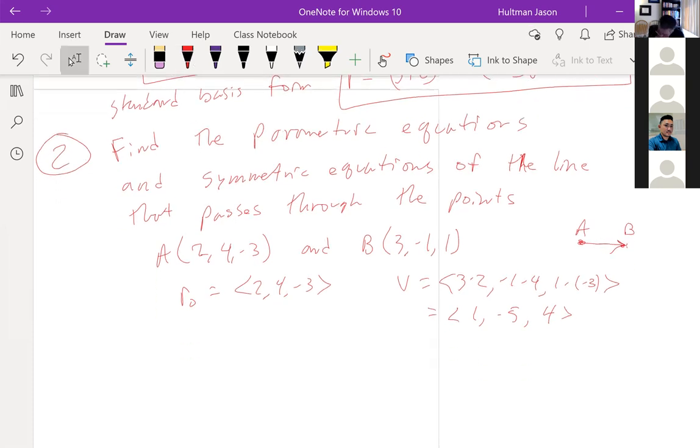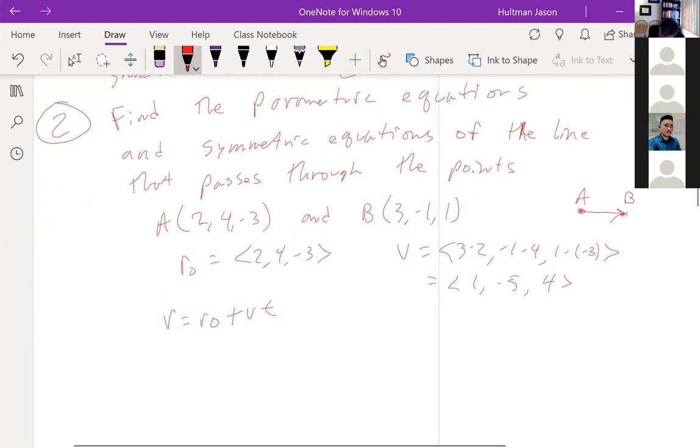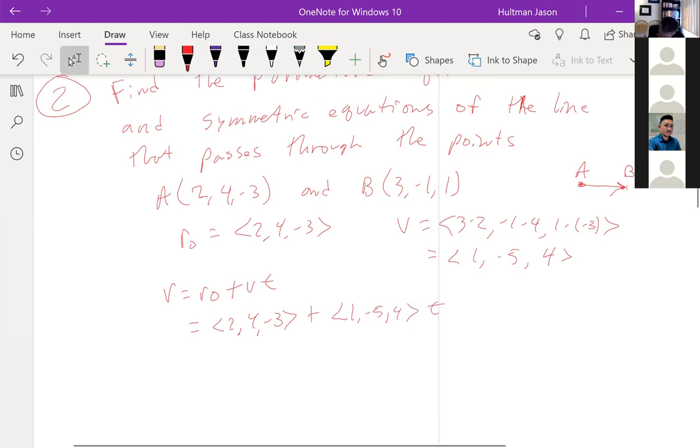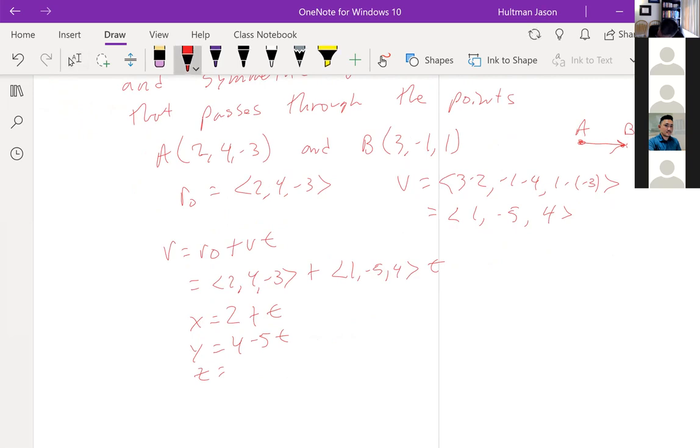So now let's see what we get here. r is equal to r naught plus vt. That's the equation of a line. r naught is 2, 4, negative 3 plus v, which is 1, negative 5, 4 t. So x is 2 plus t, y is going to be 4 minus 5t, and z is going to be equal to negative 3 plus 4t. Those are my parametric equations.